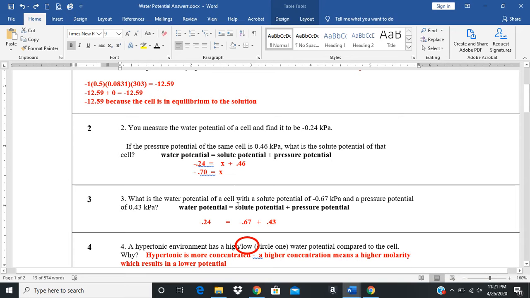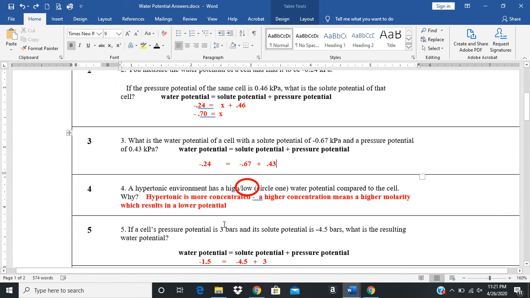All right, number three, you have a cell with a solute potential of negative 0.67 and its pressure is 0.43. So you always add the pressure, which means now your potential is going to increase to negative 0.24. So it starts off as a really low negative 0.67. When you add 0.43 to it, it becomes negative 0.24.